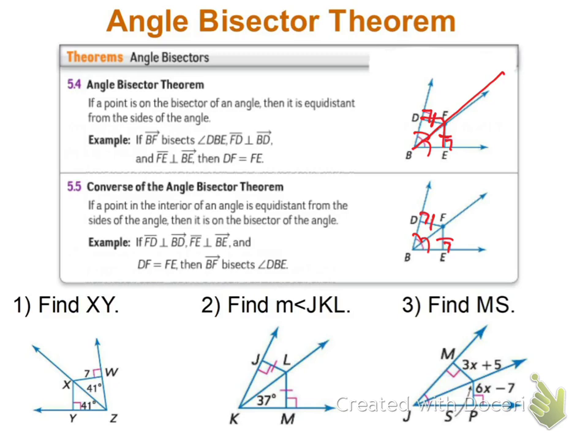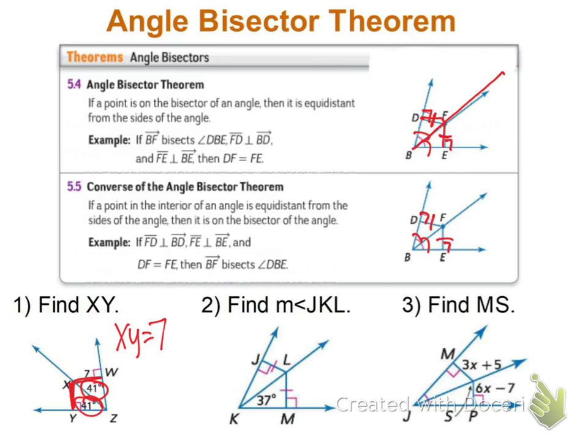All right, so here we go. So number 1, it wants me to find XY. I can see that these angles are congruent right here, so that means it's an angle bisector, which means XW and XY are going to be equal distances from those sides of that angle. And so if XW is 7, then XY is also 7.